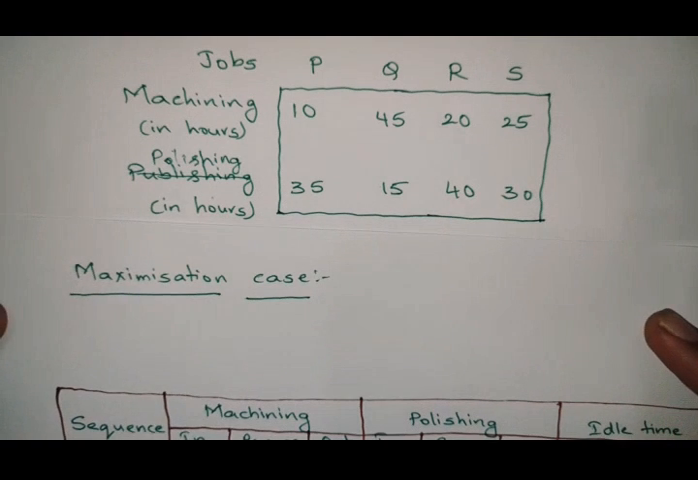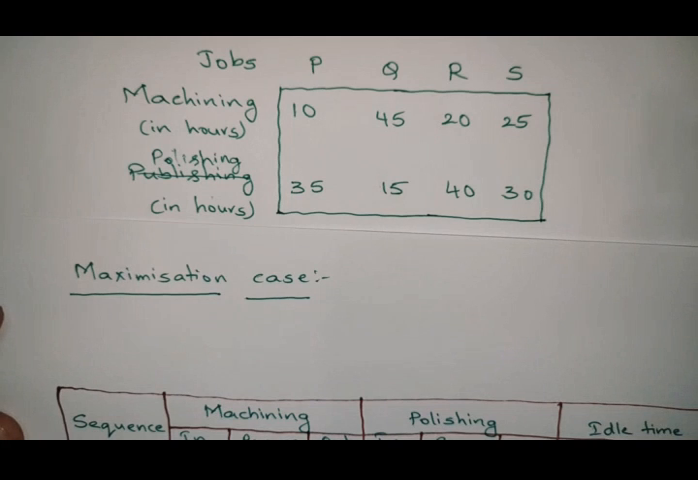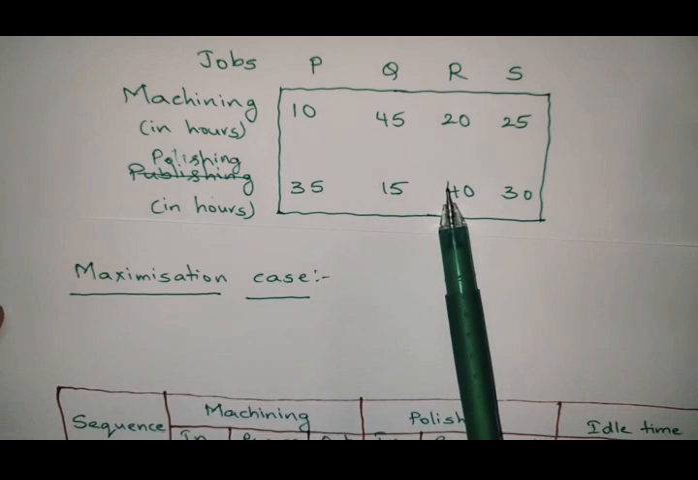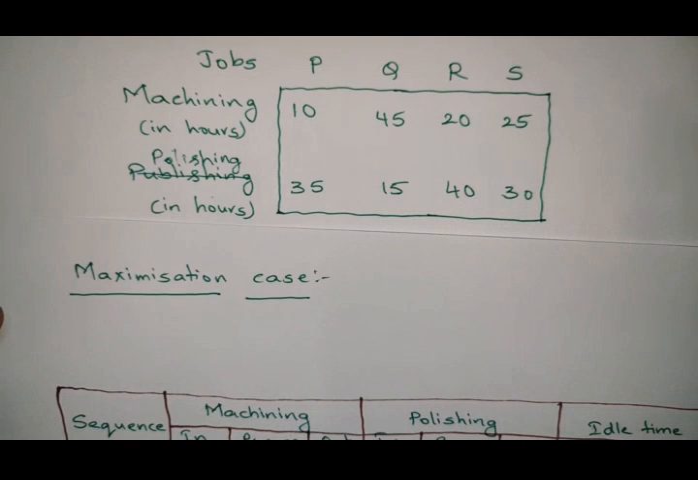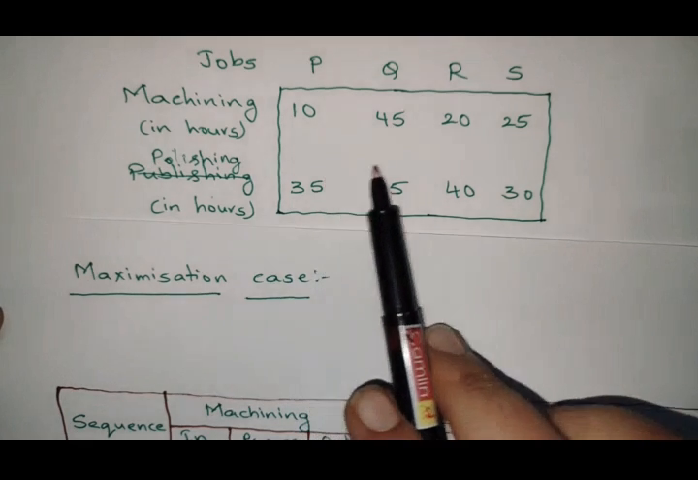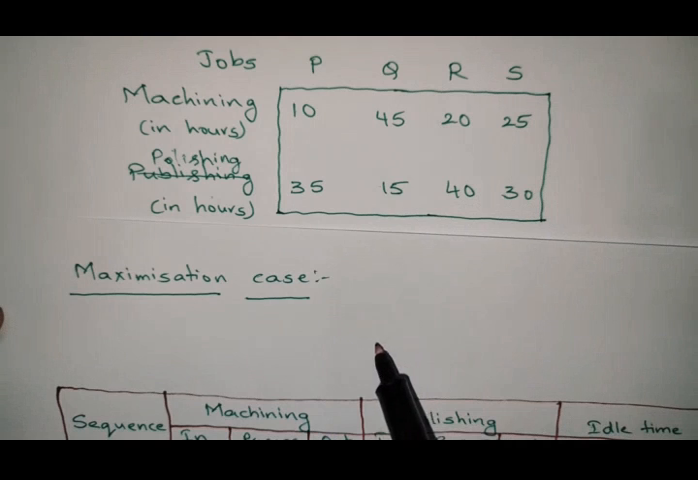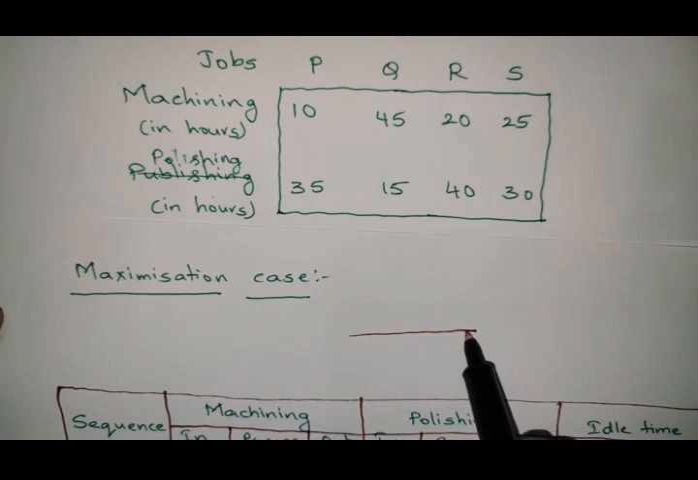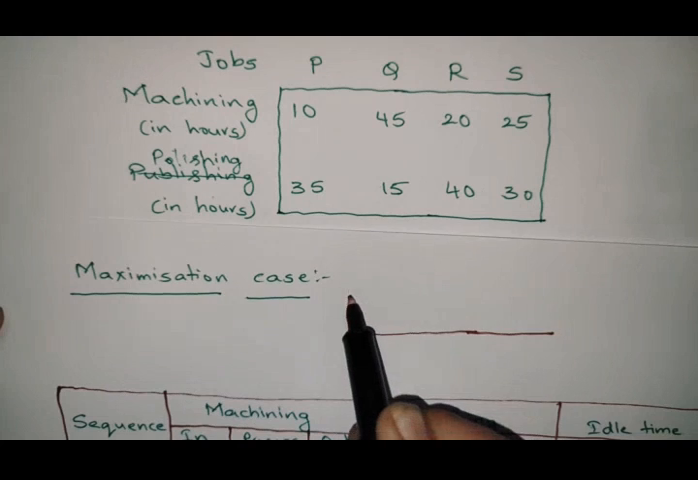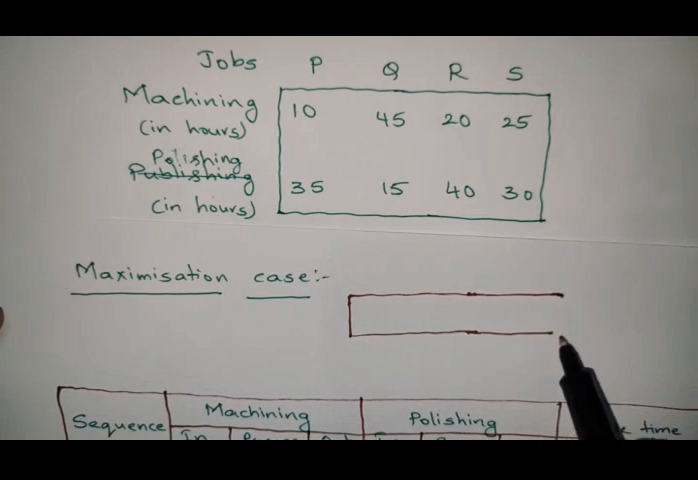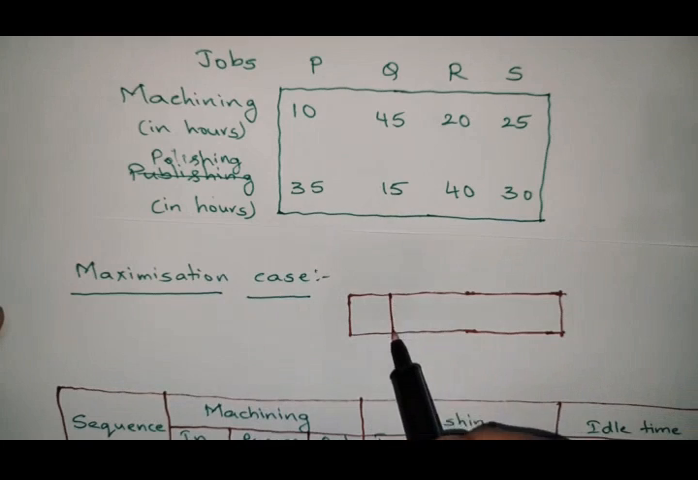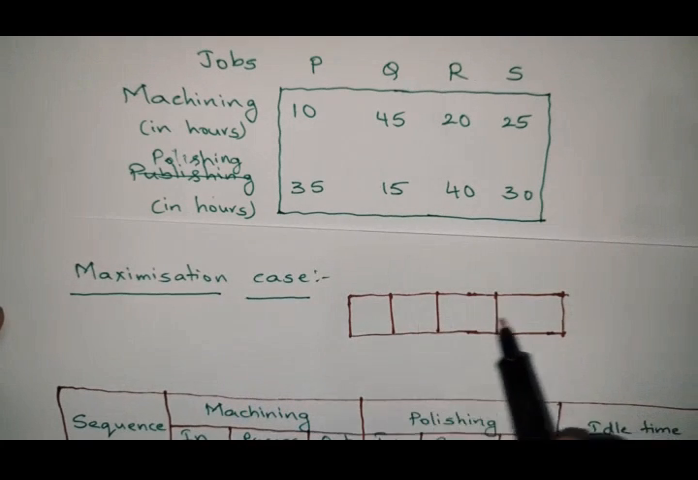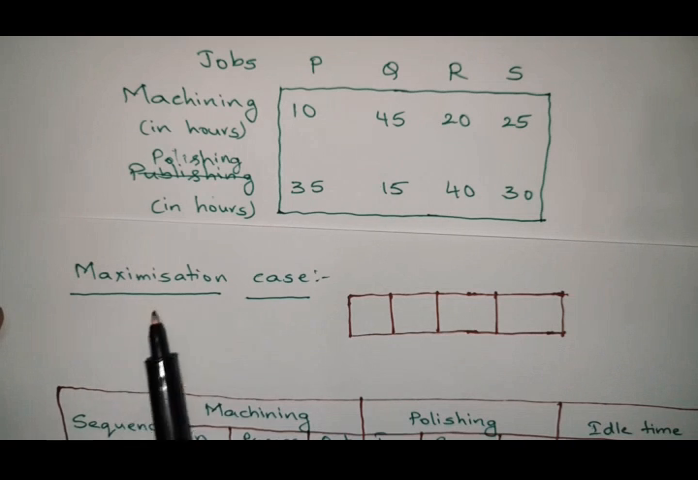This is the data given to us, and now we first need to identify the sequence of the jobs. In total there are 4 jobs, so we need to draw a table with a single row and 4 columns. So here I am drawing the table with a single row and 4 columns. Now let us sequence in the maximization case type.